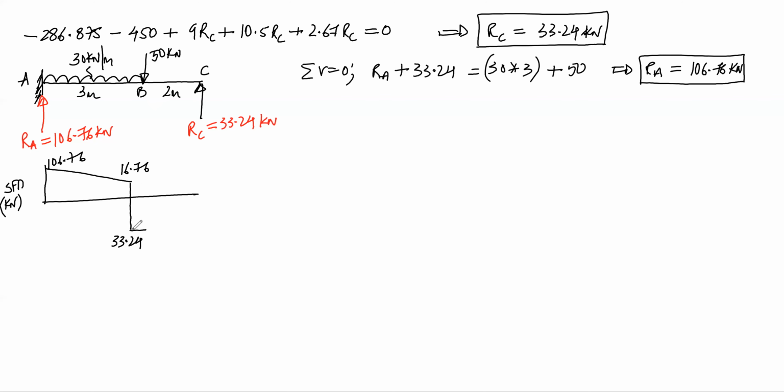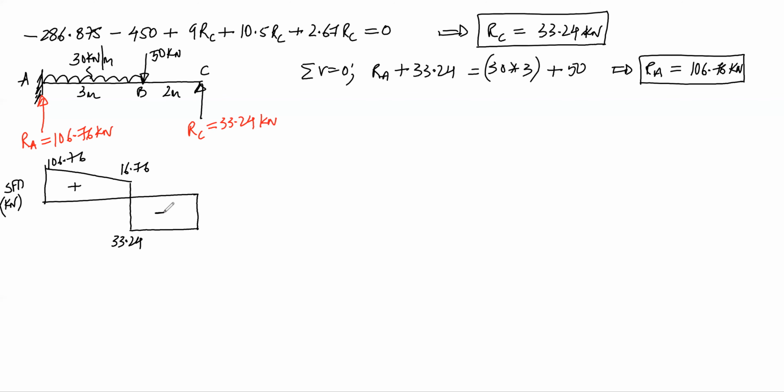And from B to C, there is no load. So it will be uniform. And at C, there is a point load acting upwards. So it will be plus 33.24. So minus 33.24 plus 33.24, you will get 0. Above the reference is positive, below the reference is negative. So this is a shear force diagram.